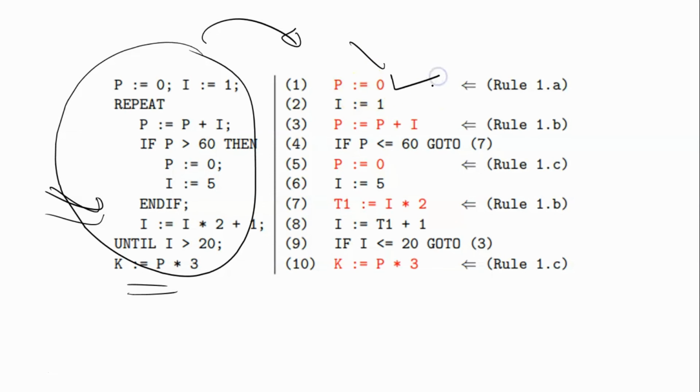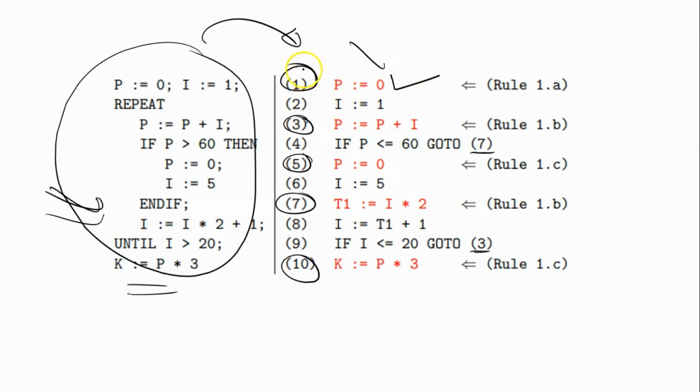So first statement is always a leader. So this first statement is a leader. The target of a conditional or unconditional goto is a leader. So this 7 is a leader because this is the target of a conditional statement. So this 3 is a leader. Anything else? Now the statement that follows a conditional or unconditional jump is a leader. So this is a leader. Similarly, this is a leader. So these are the leaders: 1, 3, 5, 7, 10. What is a basic block?